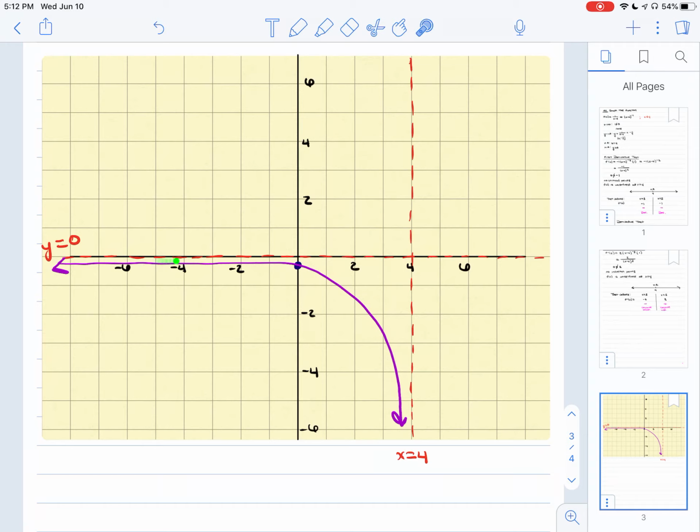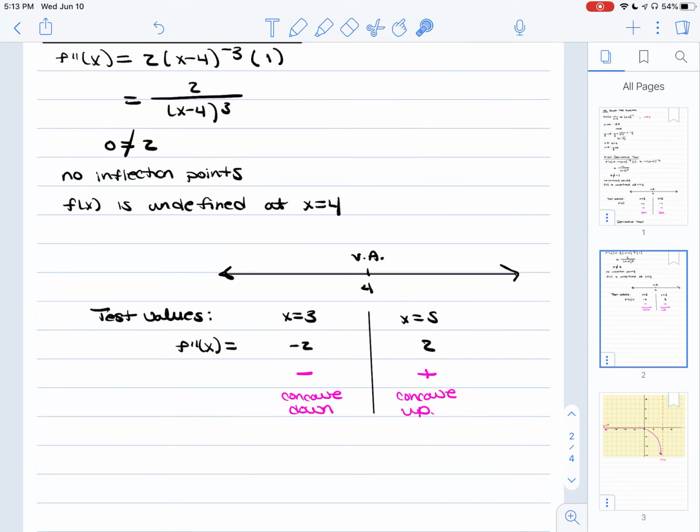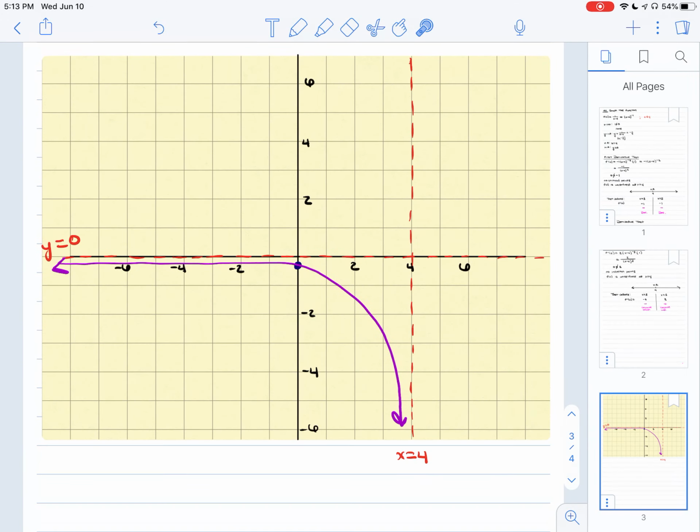So we can see to the left of 4, it's decreasing, and it's concave down, right? Concave down, just like we saw with our second derivative test. And then to the right of 4, I'm not worrying about specific points here, I'm just looking for a general shape. To the right of 4, we have our function that is again decreasing, but concave up. Okay, so there's a rough sketch of this function using basic algebra, first derivative test, and the second derivative test.